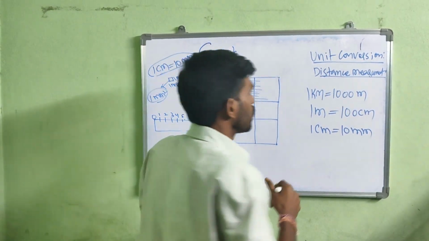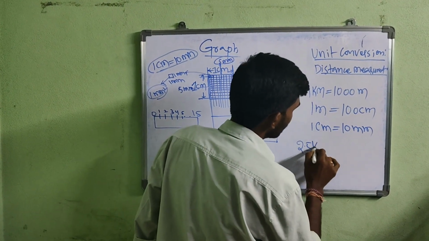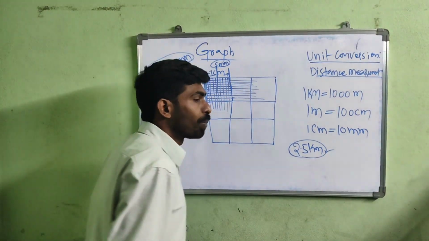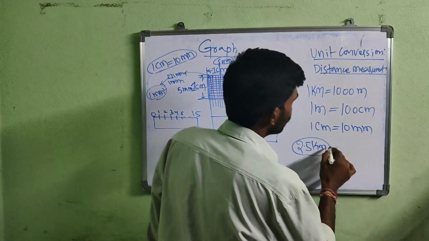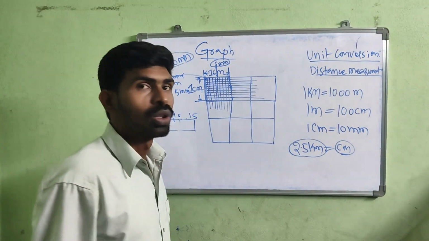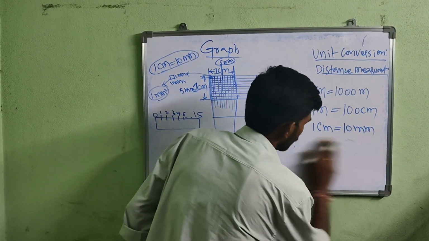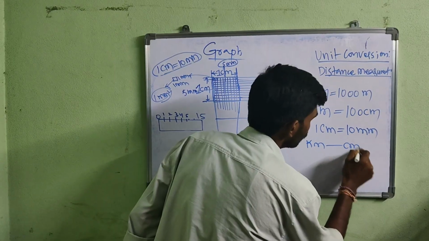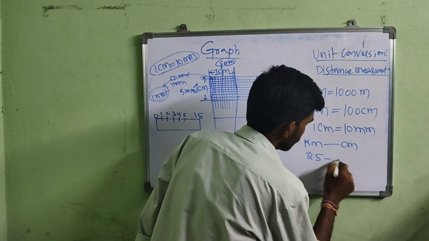Okay, now see, for example, 2.5 kilometers are there. I want to convert this into centimeters, for example. So, kilometer to centimeter. See, listen. Kilometer to centimeter. 2.5 kilometers, how much?